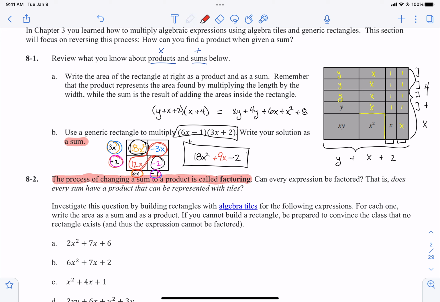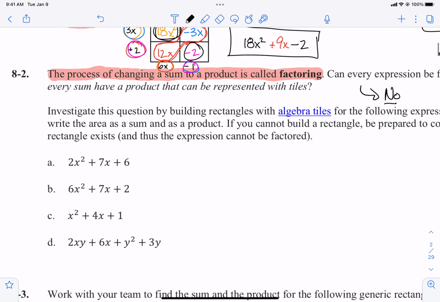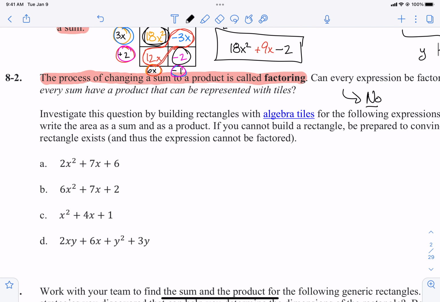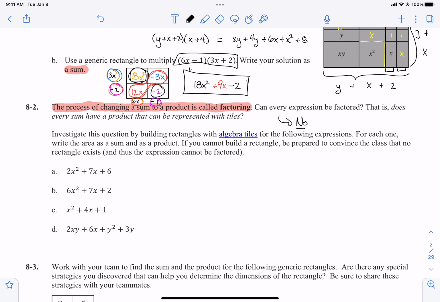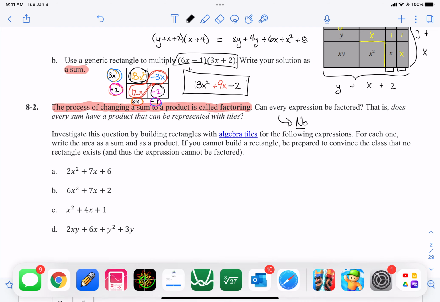And what it says here is, can every expression be factored? And I'll give you a hint on that one. The answer is going to be no. Not every expression is going to be factorable. Now, this is what I mean by factoring. Over here, we can see that we have an algebraic expression, and we're supposed to try to factor this.